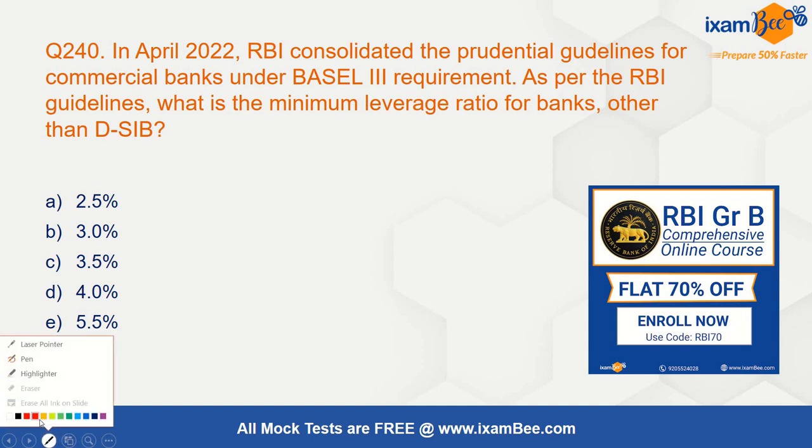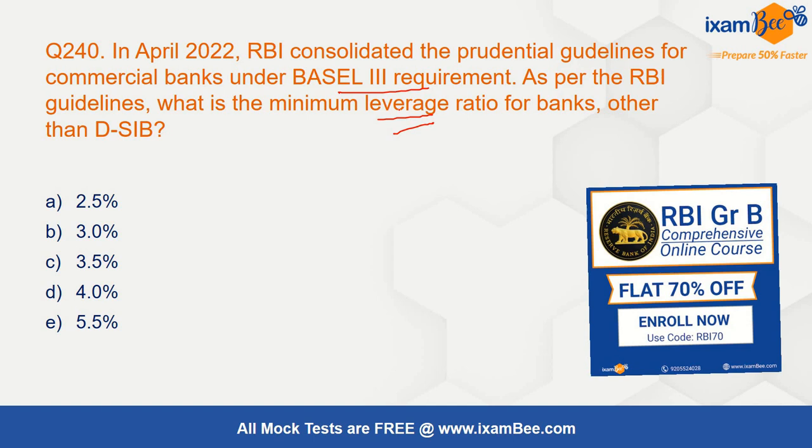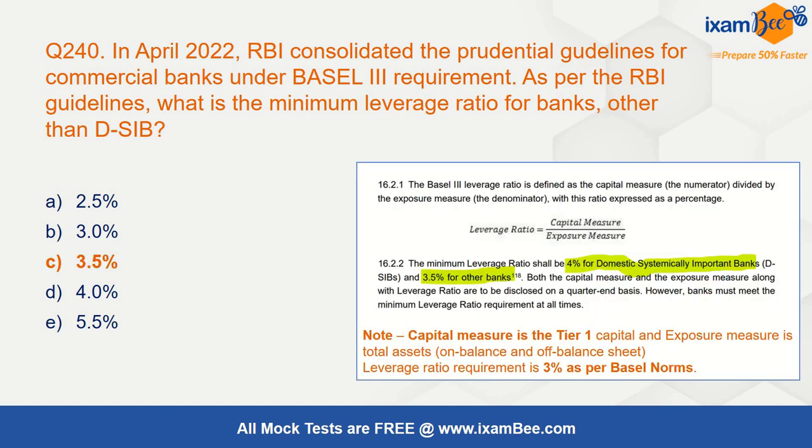This is the question I asked you in the last video. What is the requirement of the leverage ratio for the bank as per the Basel III requirement? Many of you have participated and it is important to participate in the discussion. The correct answer is 3.5%. Leverage ratio is capital measure over the exposure.